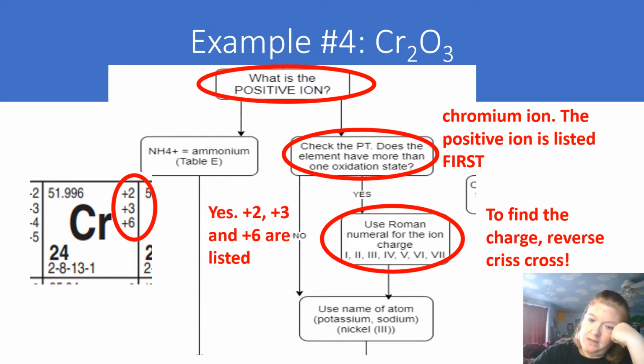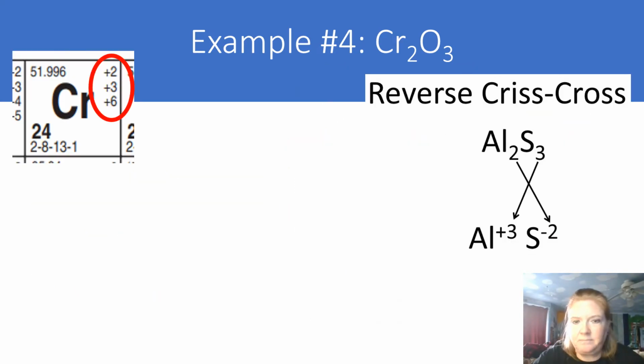Okay, to find the charge, I'm going to reverse crisscross, since there's only 2 elements. When there's only 2 elements, reverse crisscross is the way to do it. Easy peasy. What do I mean by reverse crisscross? If I have this formula, Al2S3, the 2, that is the subscript for Al, was the charge for S. And the 3, that is the subscript for S, was the charge for Al.